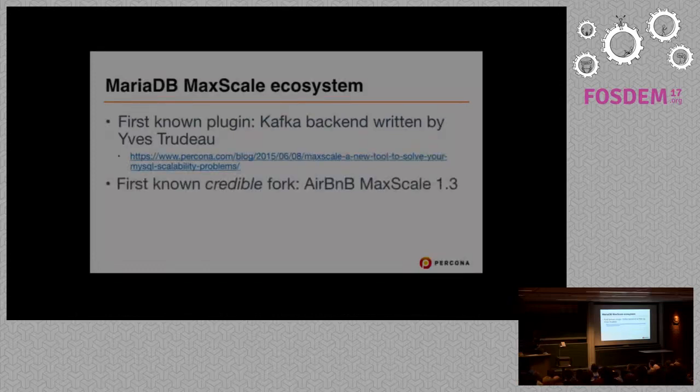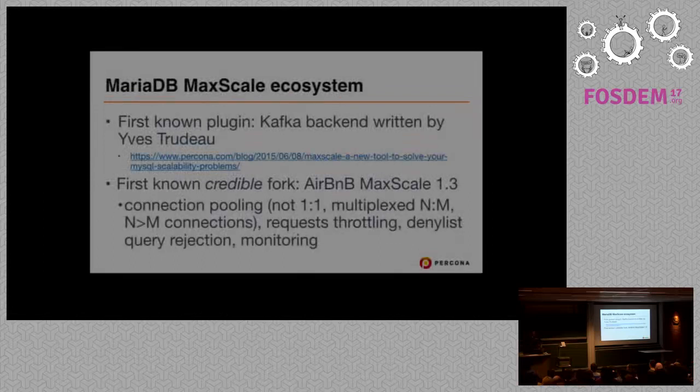And that was also the first known credible fork, called Airbnb MaxScale. I say credible because you may have read news articles about another fork called GPL Scale, and that was just a fork out of anger. I think it was not a real fork that you could use. Airbnb MaxScale's idea was to have a database proxy focusing on connection pooling, to reduce the number of direct connections to their MySQL database. They deployed Airbnb MaxScale on all of Airbnb from early 2016, and it's pretty much powering all MySQL that touches it there. And some of the features I've listed up there.